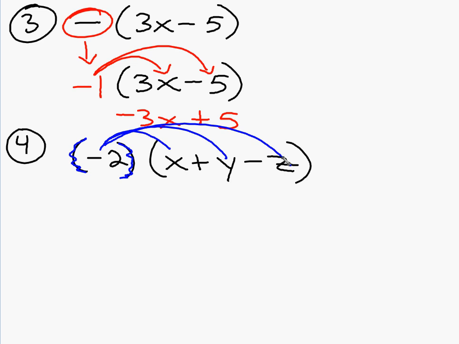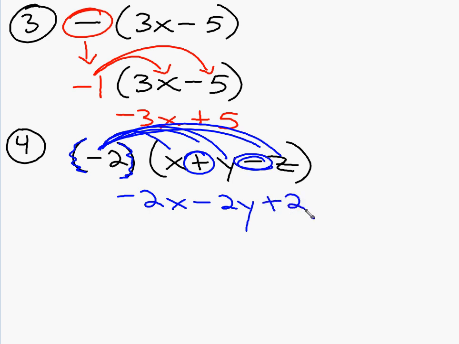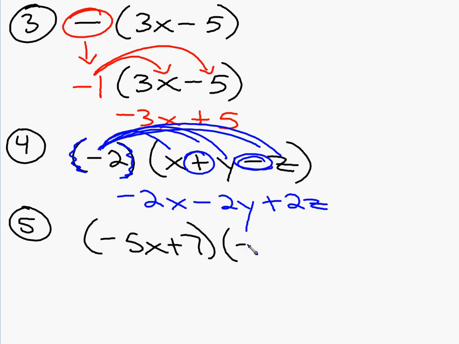All right, so negative 2 times x is negative 2x. Negative 2 times positive y is negative 2y, and we just write it as a minus. And negative 2 times negative z is positive 2z. And that would be my answer to that problem. Like yesterday, sometimes they might write it this way. Negative 5x plus 7, and then they'll write this negative 8 after it. It's the same thing that we've been doing.